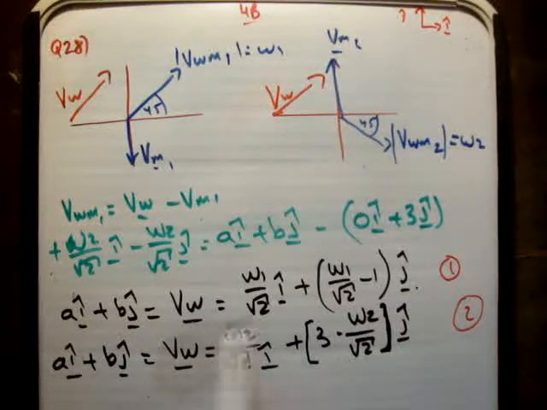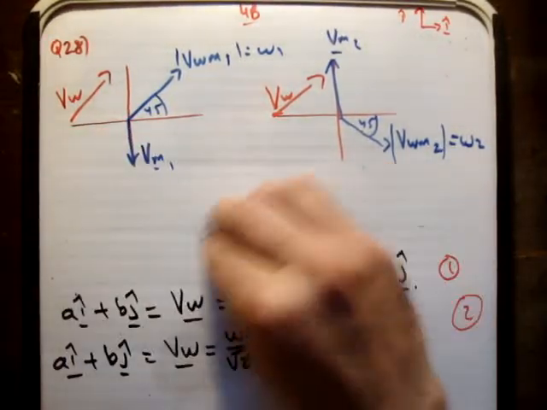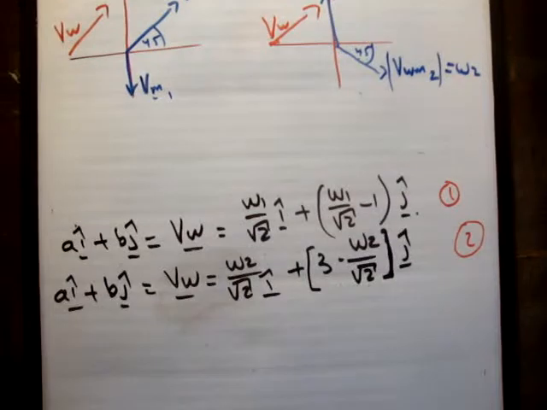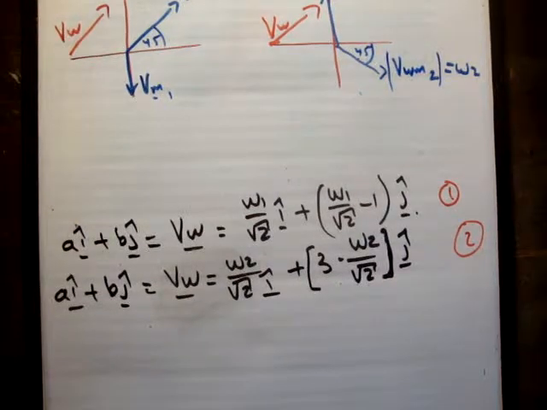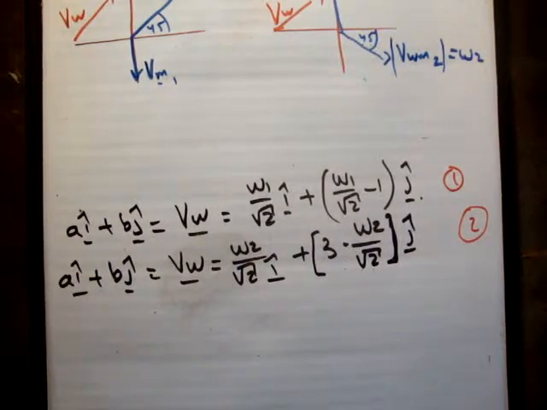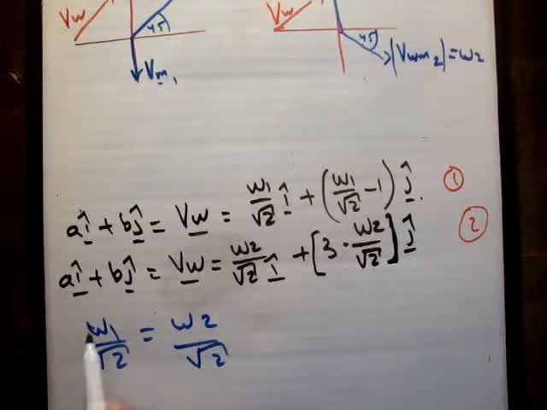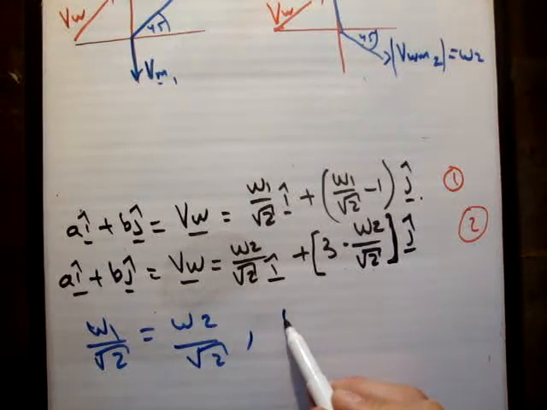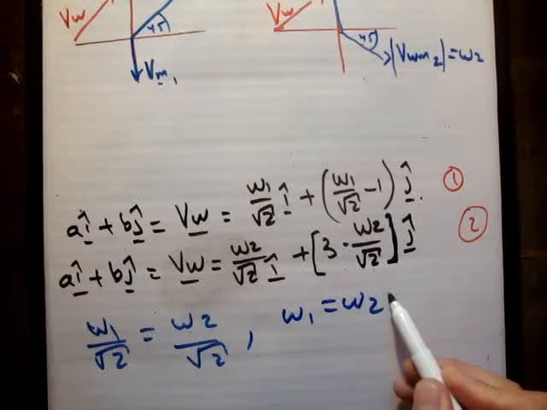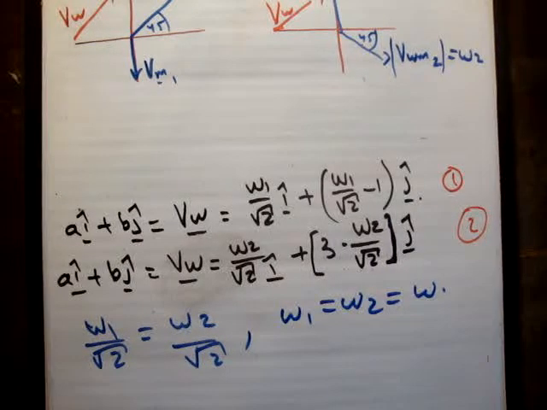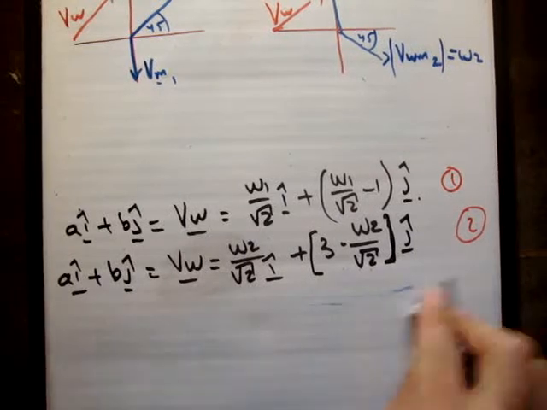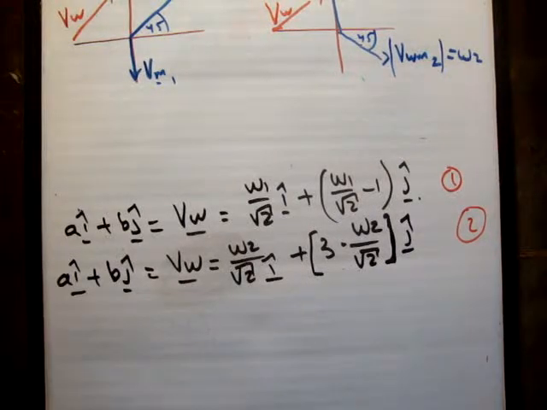Now both of these are equal. They have to be equal because they're two different ways of writing the velocity vector. So if they weren't equal, then they wouldn't be the velocity vector of the wind, of course. So if we just compare the i hat components, we're of course going to get W1 over root 2 is equal to W2 over root 2. Therefore W1 is equal to W2. And from now on I'm going to say W1 is equal to W2 is equal to W. So that's some good piece of information we're after getting.